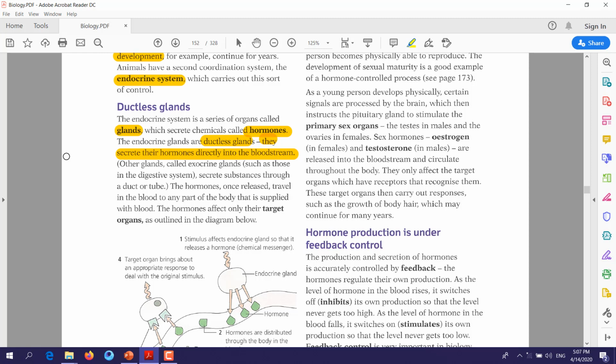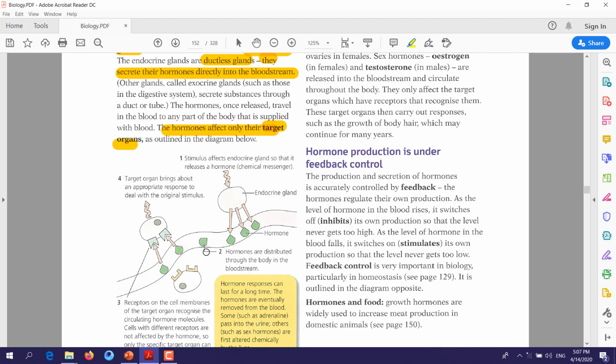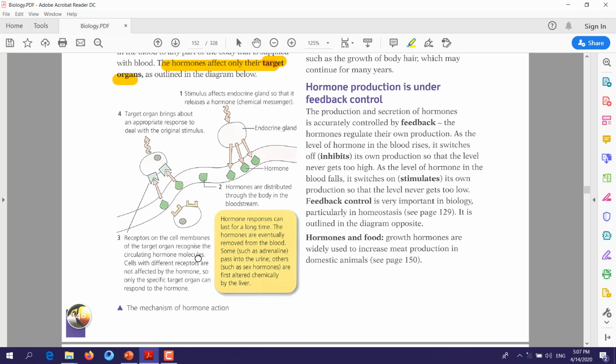But in endocrine, it's the opposite. In endocrine, the hormones or the chemicals will be directly released to the bloodstream, and then these chemicals will be transported to a target cell or target organ. Okay, the hormones affect only their target organs, as outlined in the diagram below.